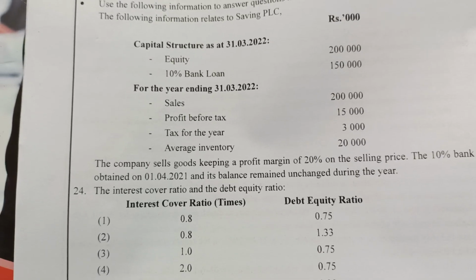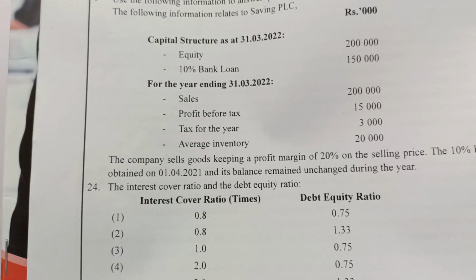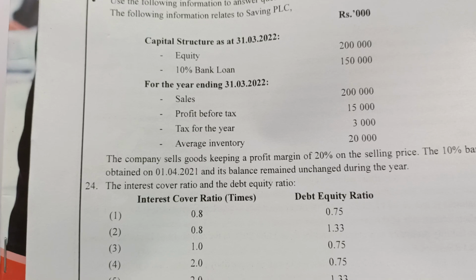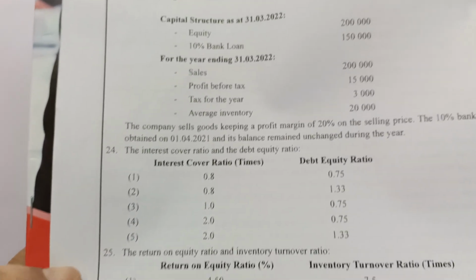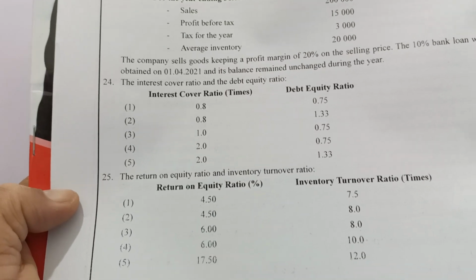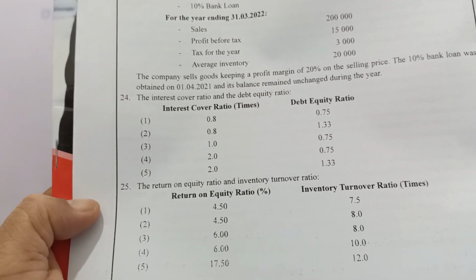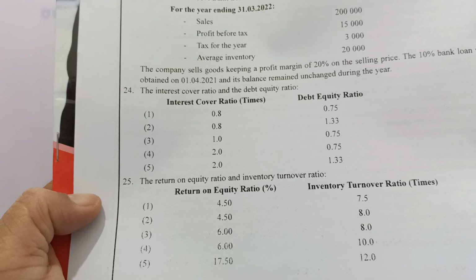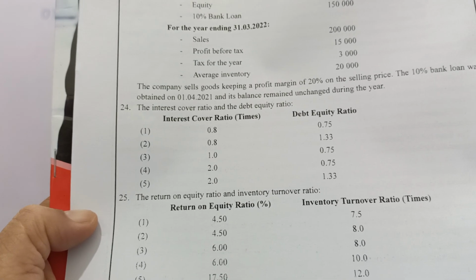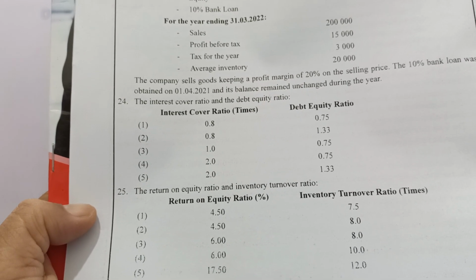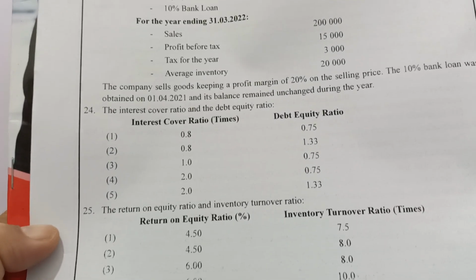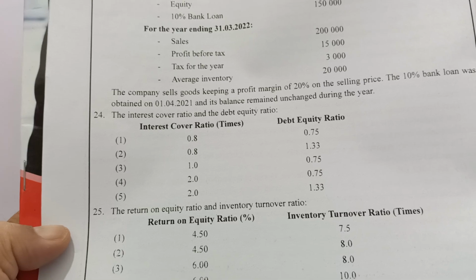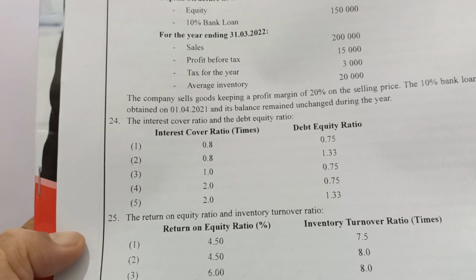Right, interest coverage ratio can be calculated as profit before tax plus interest divided by interest. Debt equity ratio is debt capital divided by equity capital. Return on equity ratio is profit after tax divided by equity capital into 100. Inventory turnover ratio is cost of sales divided by average stock. Cost of sales can be calculated by using the profit margin, since the selling price is given.